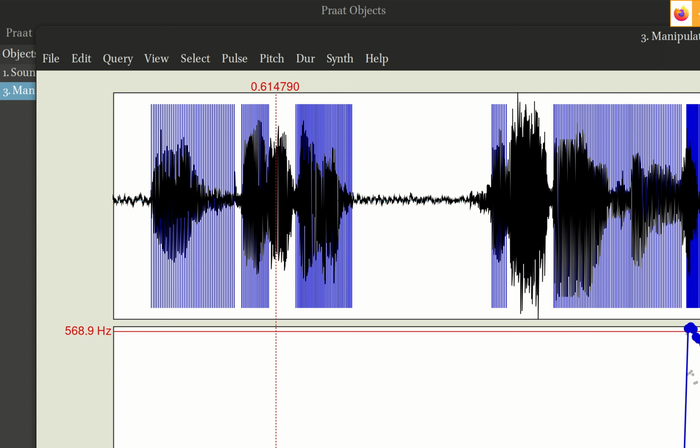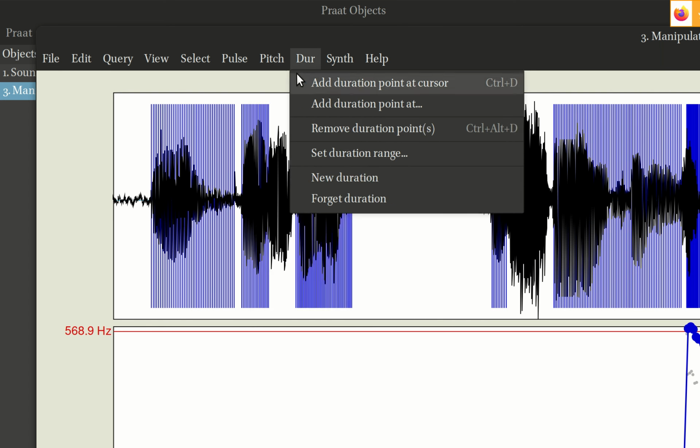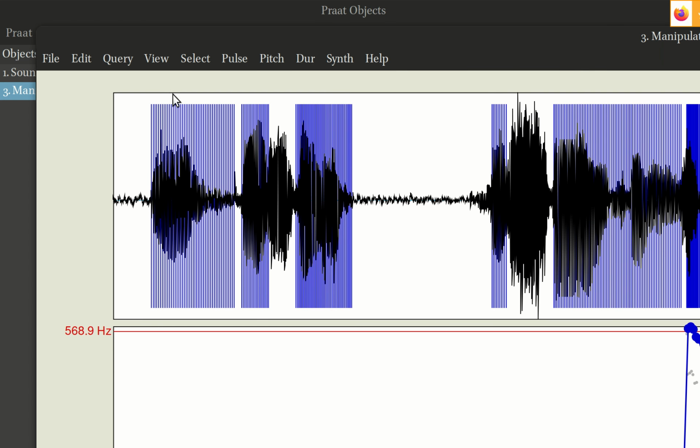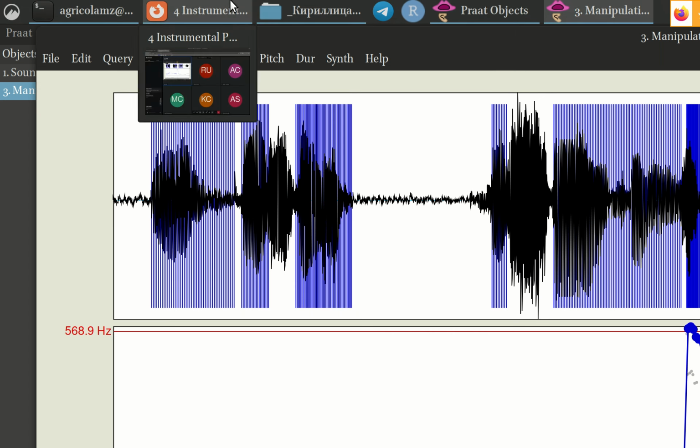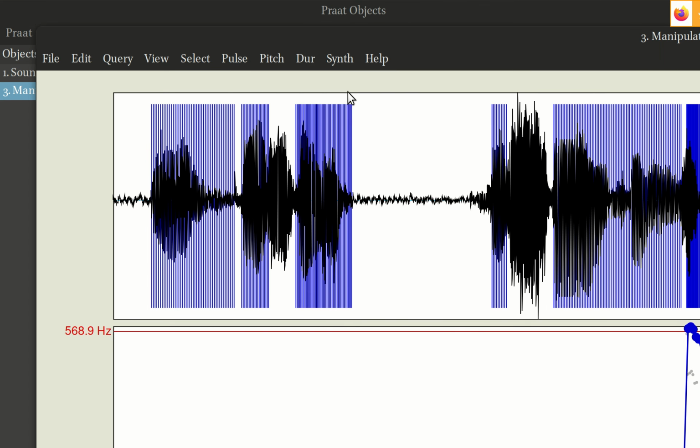everything in this part, and probably I can do something like duration point here, duration point here. Oh no. Duration, add duration point, Control D. So I would like to have it here and move upward. And this will be faster.